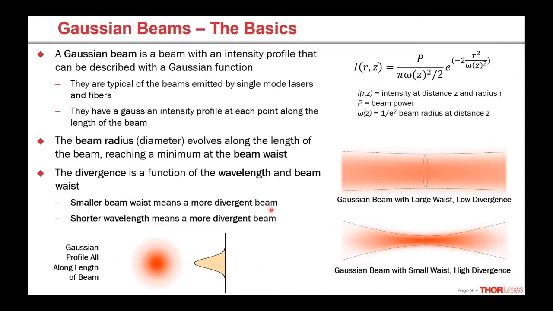Additionally, wavelength comes into play here. So shorter wavelengths, all else held equal, also mean a more divergent beam, even at the same beam waist. So examples here of a large waist, low divergence, small waist, high divergence.